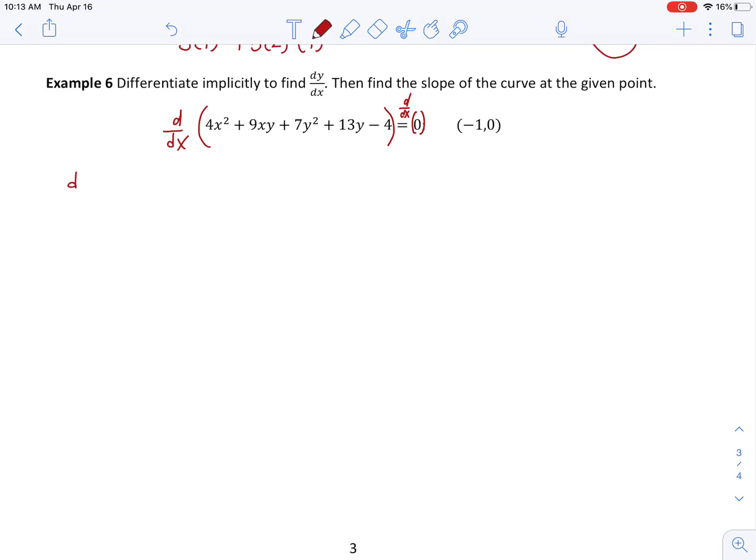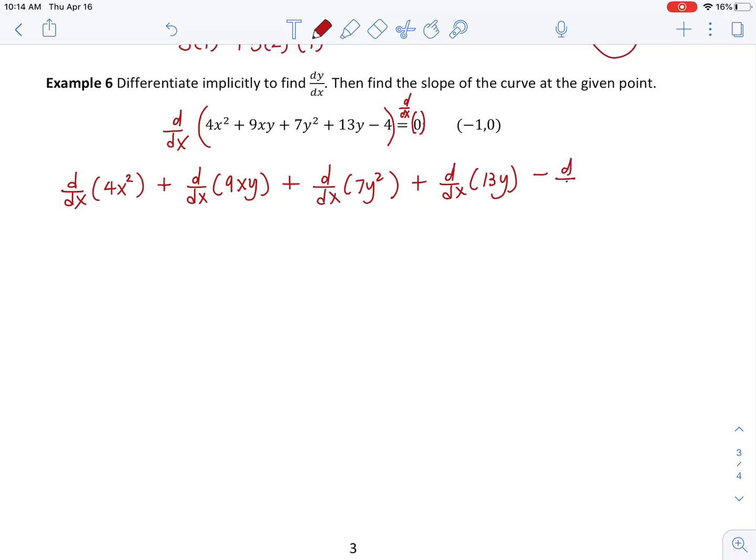I got 1, 2, 3, 4, 5 terms. You know what? I'm going to go ahead and actually do it the long way. Why not? Because I think this lesson is shorter than I expected. d/dx of 4x squared plus d/dx of 9xy. Oh, hello, product rule. See you later there. d/dx of 7y squared. Oh, we're going to use extended chain rule there. Times d/dx of 13y minus d/dx of -4, or +4, because I just wrote it as a minus in front of it.